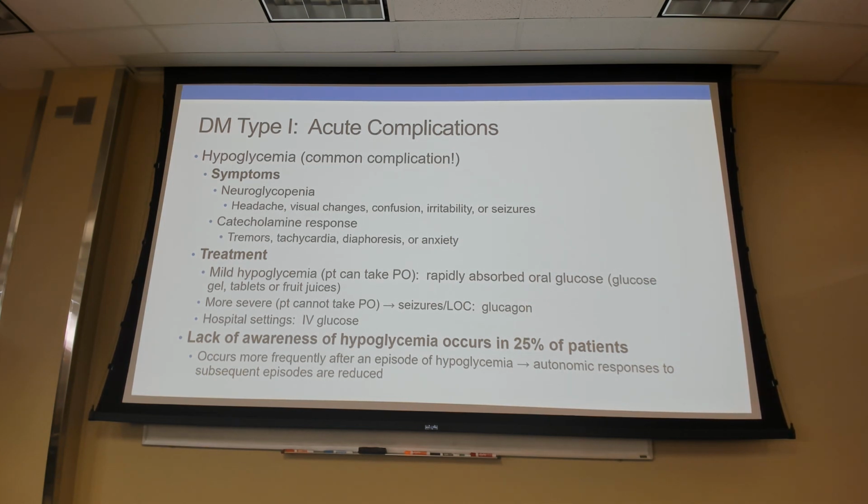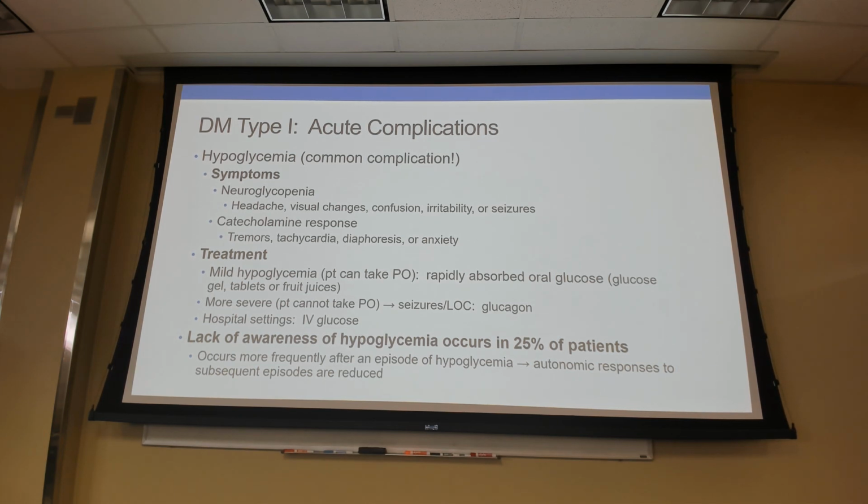Is anyone given glucagon here? It forces gluconeogenesis. Anyone given glucagon? Do you know what happens if you give glucagon? Yes, they're going to throw up. They will throw up. So if you push glucagon, be prepared for them to throw up. And then IV glucose, certainly if you have an IV or an IO, you can always give that.